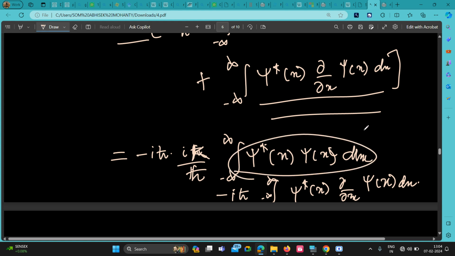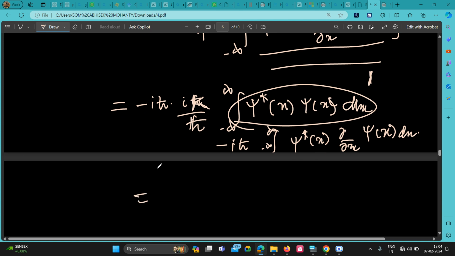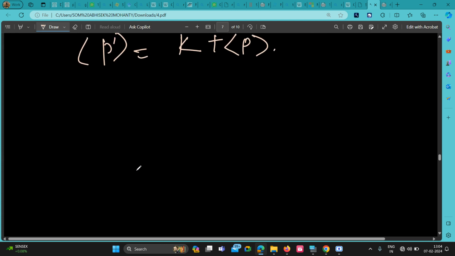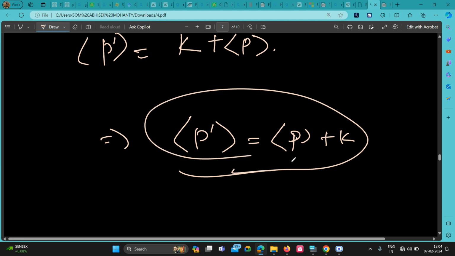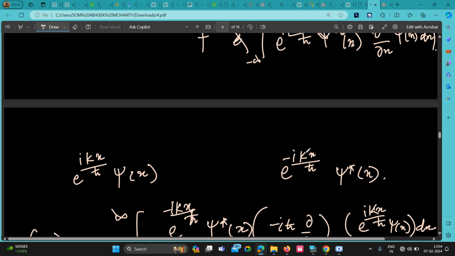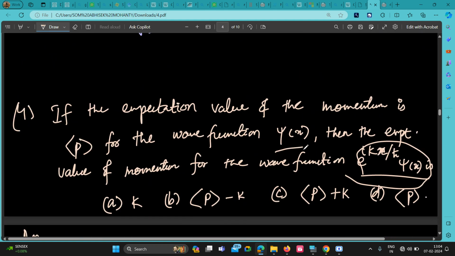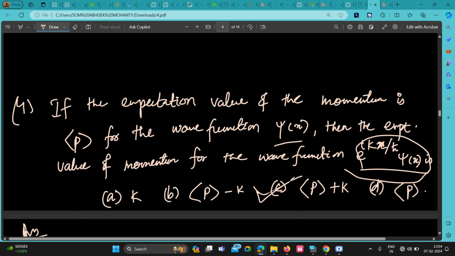If you see, this is your 1, isn't it? Because this is like psi star into psi dx, the integration is 1. So minus into minus i into i is 1. H is cancelled out. K. So this is k, right? And this is your what? P. Got it? So p star, or p dash, is equal to how much? P dash is equal to p plus k. Is it clear? I hope you understood. It's not hard, but it's a bit lengthy, and you have to be really careful with the negative, positive signs. Okay, that is the answer.